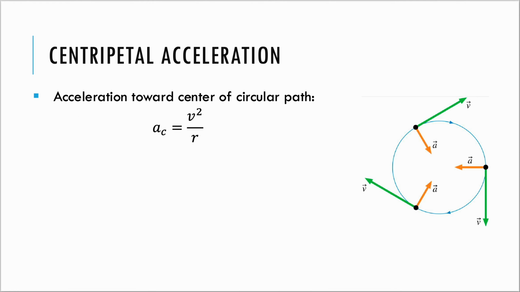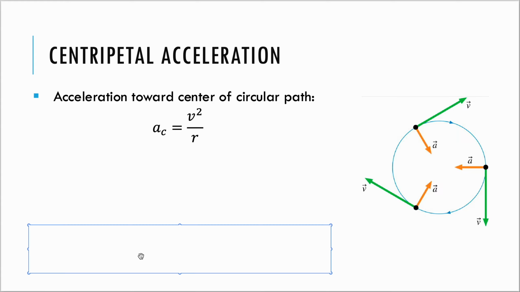Whenever something is moving in a circle, it has a centripetal acceleration that points towards the center of the circular path. This acceleration is given by v squared over r, where v is the speed and r is the radius of the circle. As we can see from the picture, the acceleration points towards the center, and the velocity is tangent to the path at any time.